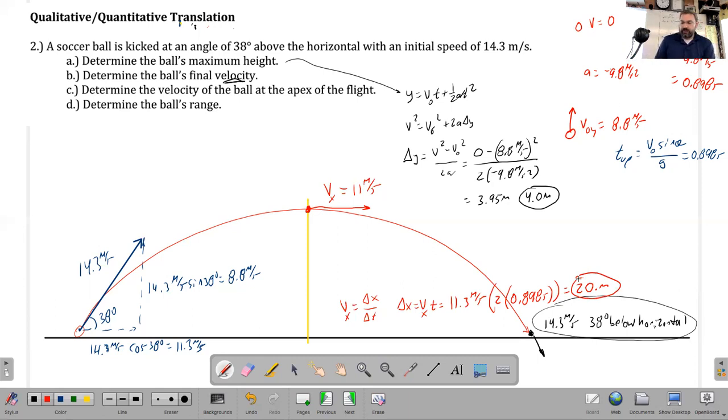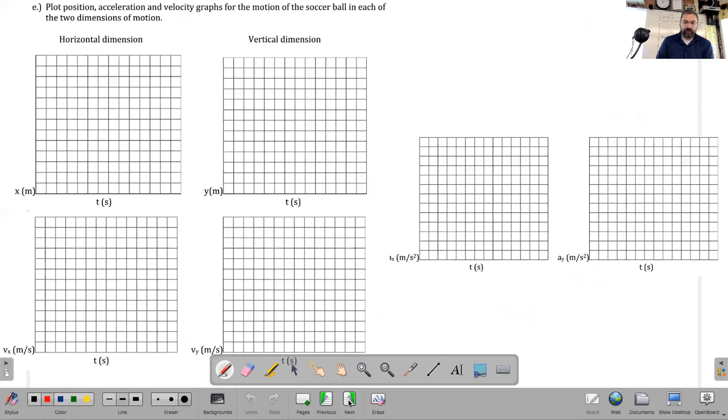So there are alternate ways to get the same answers, but those are all correct answers. The velocity at the apex is 11 meters per second, and that's only a horizontal velocity. The range is 20 meters. The velocity at which it hits is the same speed at which it takes off, 14.3 meters per second, 38 degrees below the horizontal, and the maximum height that it reaches is 4 meters. Now, the graphs that are associated with that motion can be displacement, velocity, and acceleration time graphs in both the horizontal and the vertical dimensions.